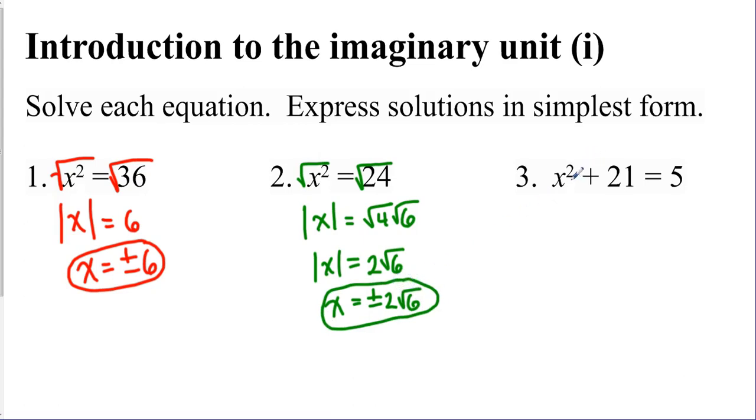Okay, third example. This one we have to isolate the square first, so let's do that by subtracting 21. That's going to give us a negative 16 on the right-hand side. Let's proceed to square root both sides. And just like before, well, shoot, there are no real solutions here. There are no real numbers that you can square and come up with a negative, right? Positive times positive is positive. Negative times negative is positive. There's no way you're going to get a negative here. So we would say no real solutions.